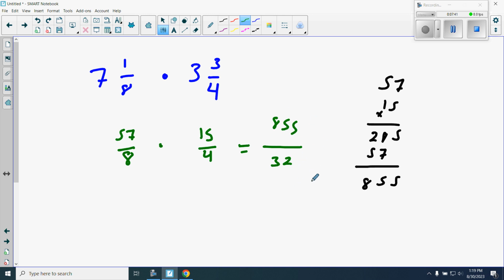And if you want to change that to a mixed number, you can. It'll still be the same value. And in my class, all I'm looking for is that number reduced. All right. Thank you.